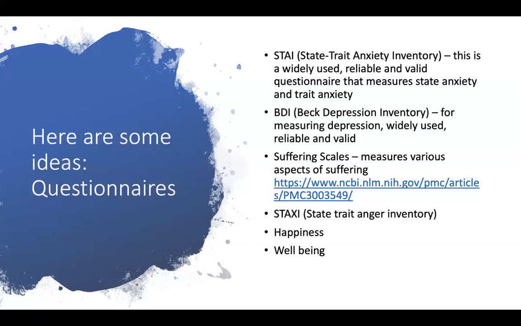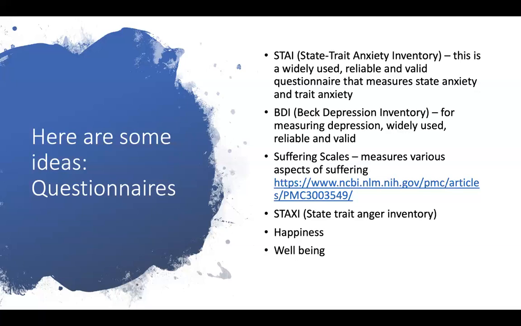Here's another one, the Beck Depression Inventory. Easy to look all these things up. Just Google them. You should get a ton of information on them because they're so popular. So this is the Beck Depression Inventory, the BDI. It measures depression, very widely used, very reliable, very valid. When you watch those other 2 videos that I've attached to today, you will really get a great sense of what reliable and valid means and why it is critical.